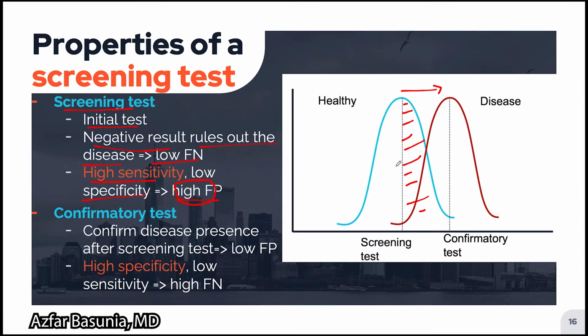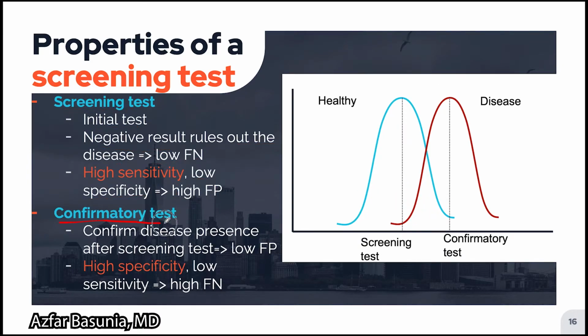And remember that false positive rate is 1 minus the specificity, so the specificity is also low. And remember, the specificity is given by the true negative rate, and we can see that the true negative rate is given here, which is lower than what it could be had the screening threshold been here.